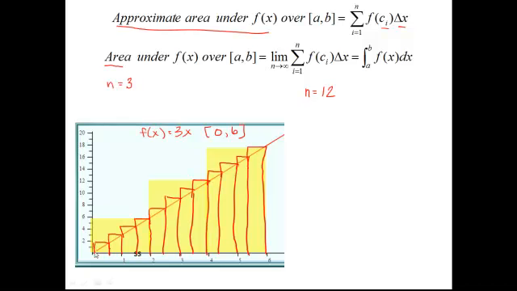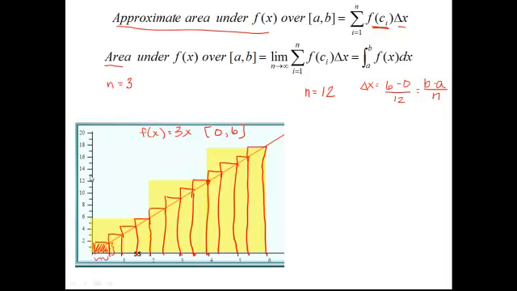Notice for this whole rectangle, we would have to figure out what the width and what the height is. So we would have to figure out what f of c sub i is. The c sub i are just these x values that are occurring at each one of these points. And then our delta x is determined by our upper minus our lower limit over n.